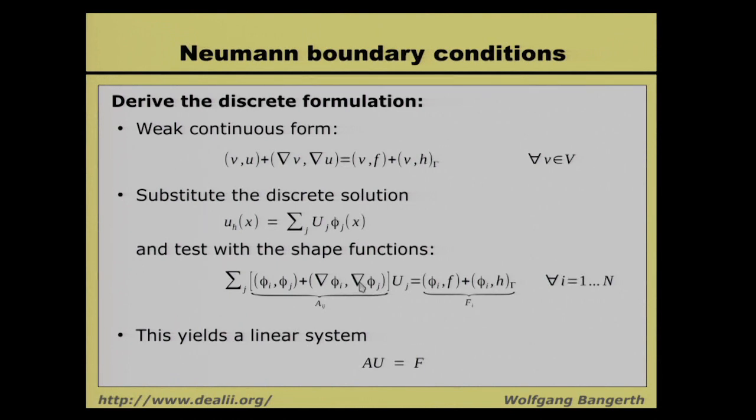A u equals F. You see immediately that this matrix here is, for example, positive definite, because this term is positive definite. This one here is positive semi-definite. It's also symmetric because I can exchange i and j, and the whole thing stays what it is. So I get a nice symmetric and positive definite linear system here.